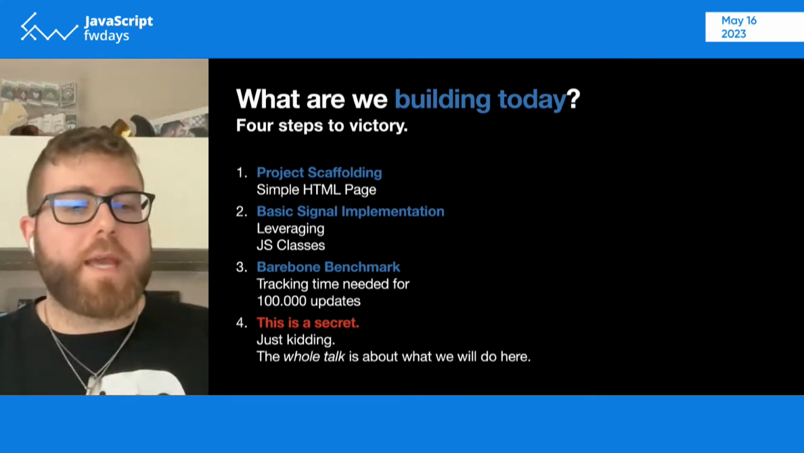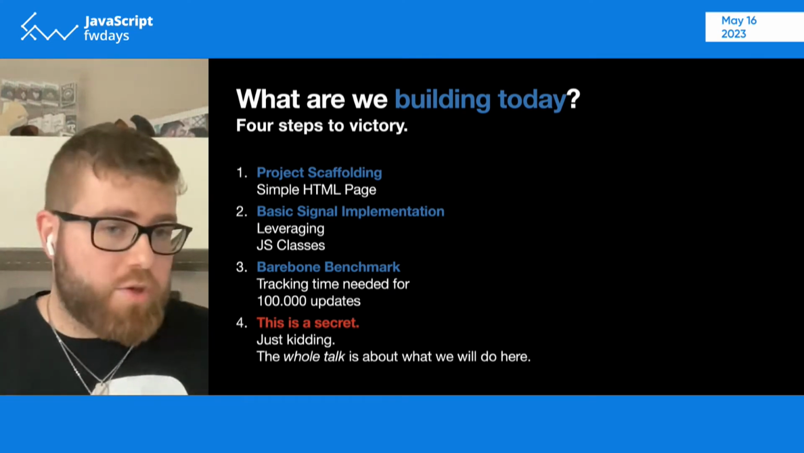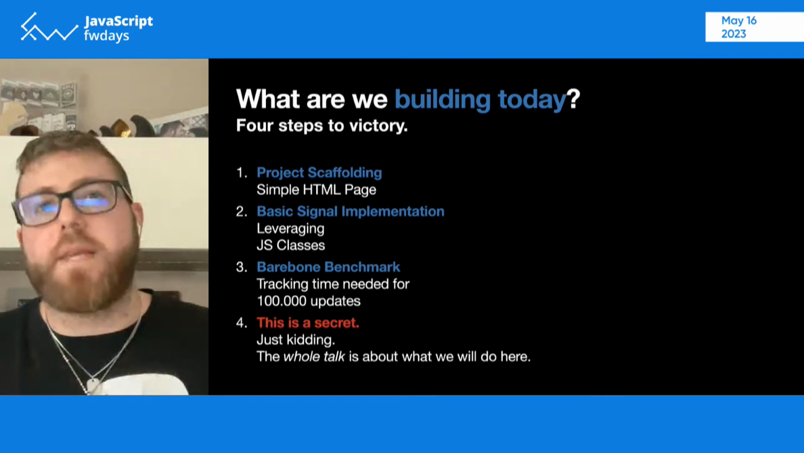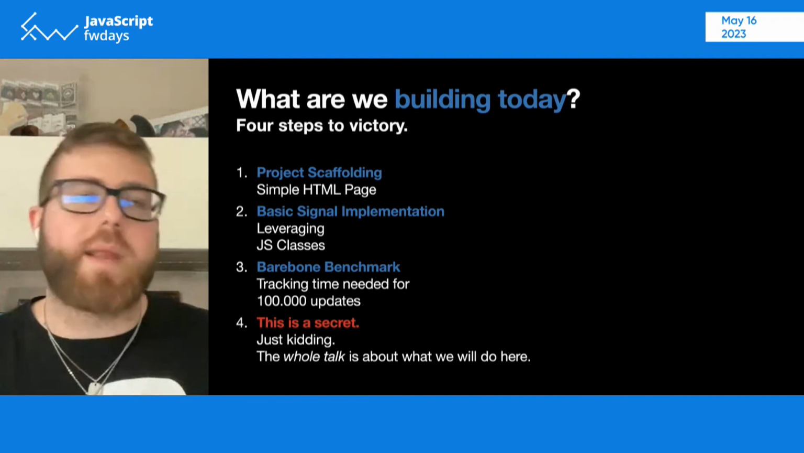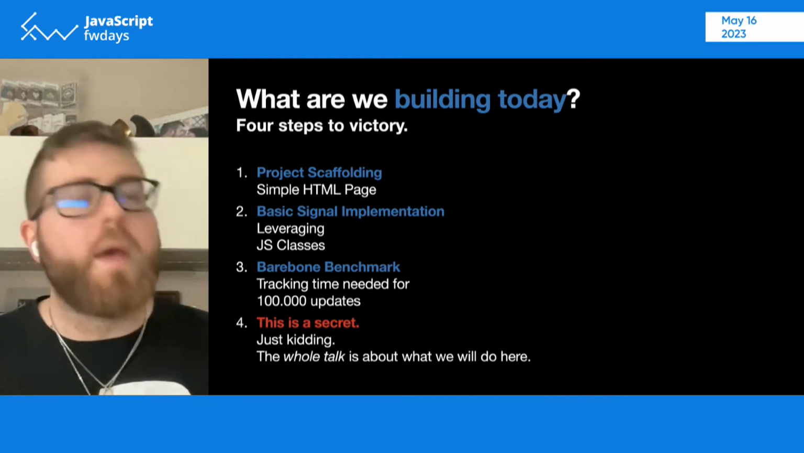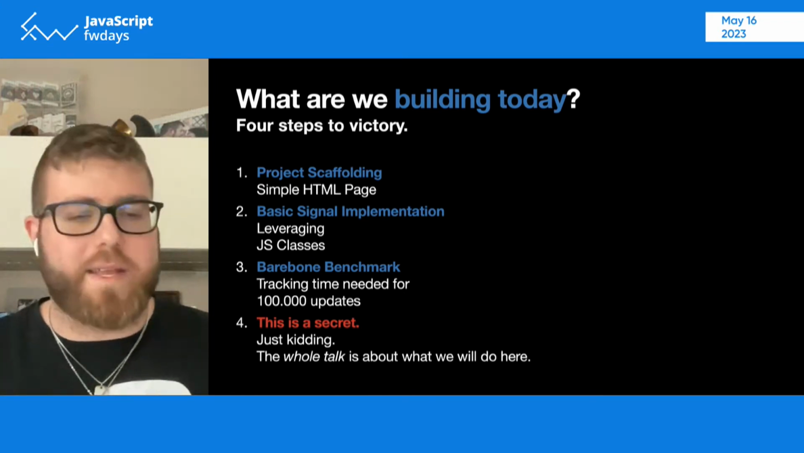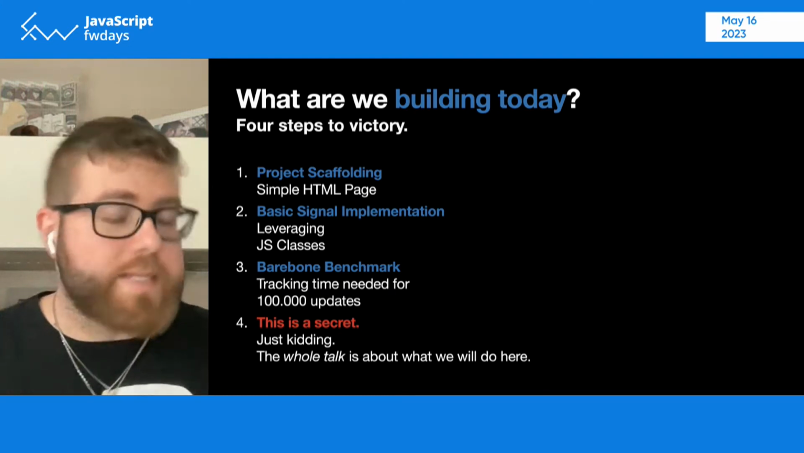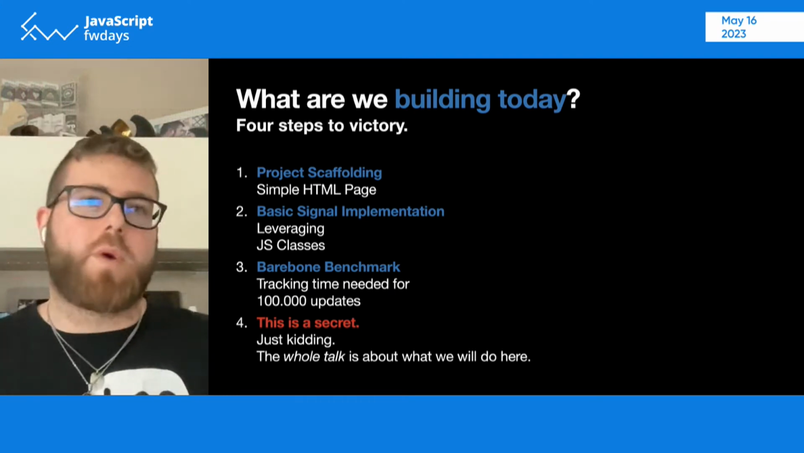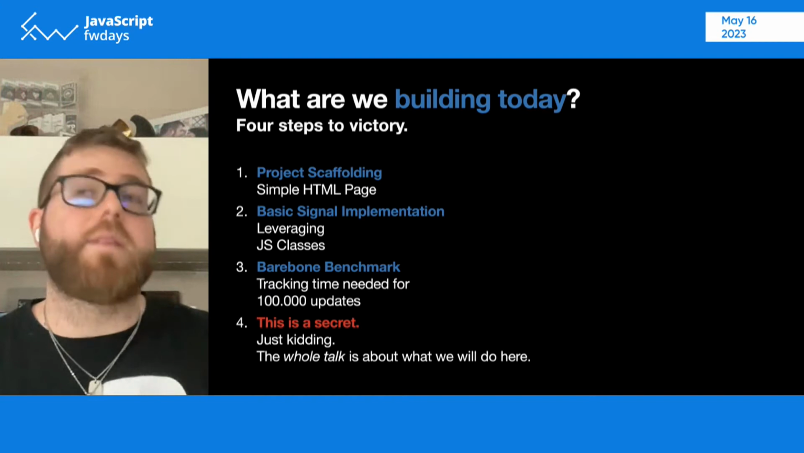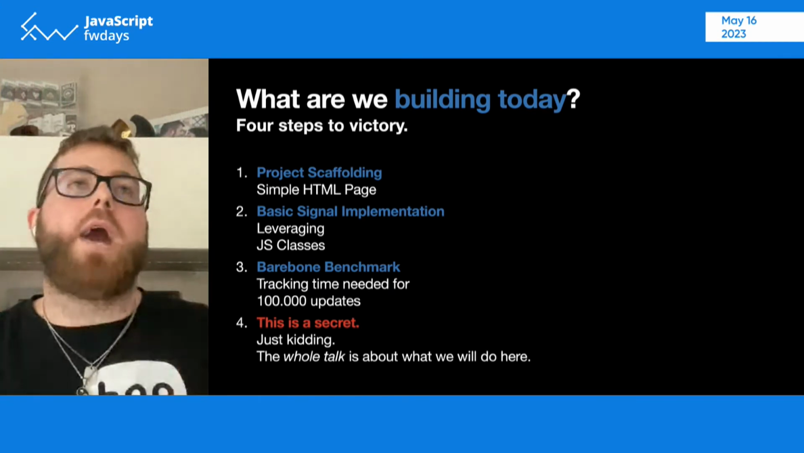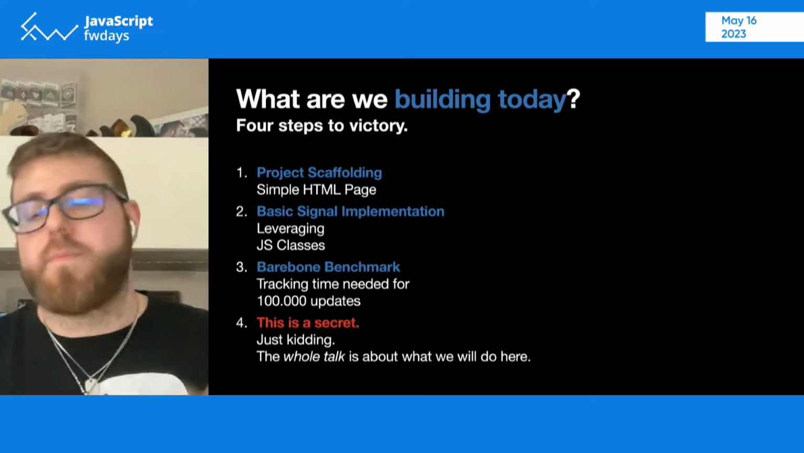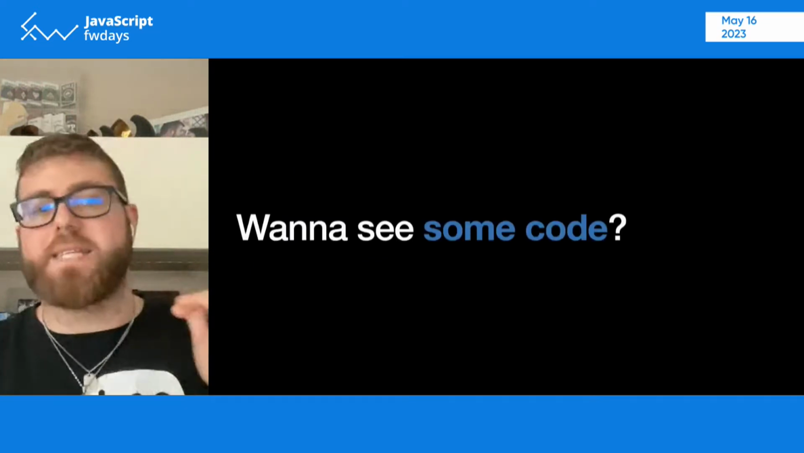So the third step will be a barebone benchmark. A simple benchmark where we will track the time needed for 100,000 updates, 1 million updates. We will have a look. We will probably go for 1 million just to have some wow effect in the end. And it's a secret. No, I'm just kidding. The whole talk is about what we'll do here. So we will implement the Microtask queue, and we will try to understand how much of a difference it can make, so making our application effectively blazing fast.